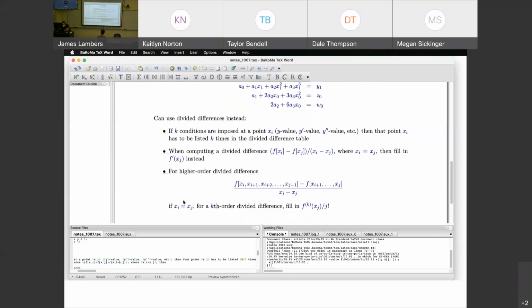And then for a higher order divided difference, you're filling in a higher order derivative. Oh, that's a typo. Okay. So you have to remember to divide by the appropriate factorial. Whatever order derivative you have, you must divide by that factorial in your divided difference table.